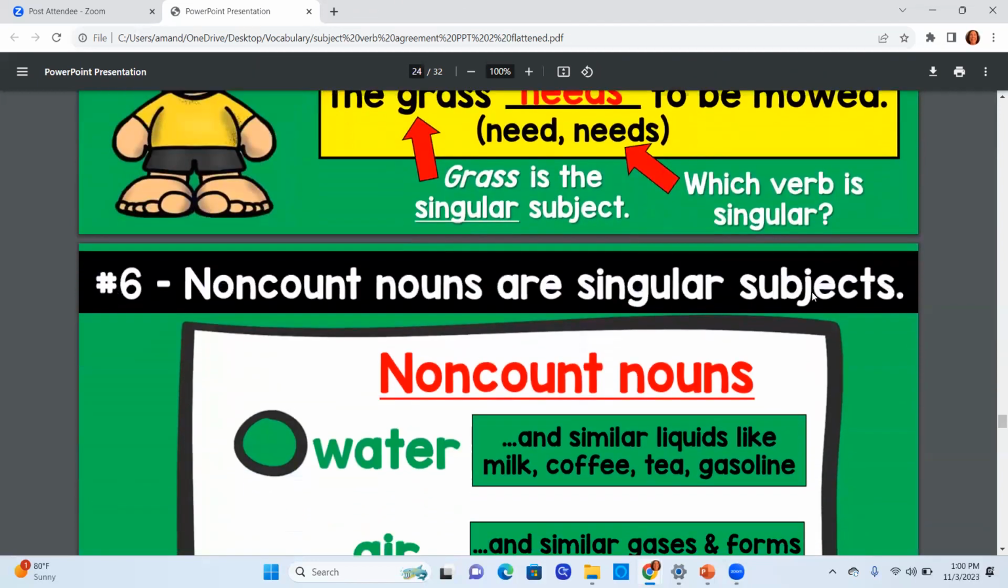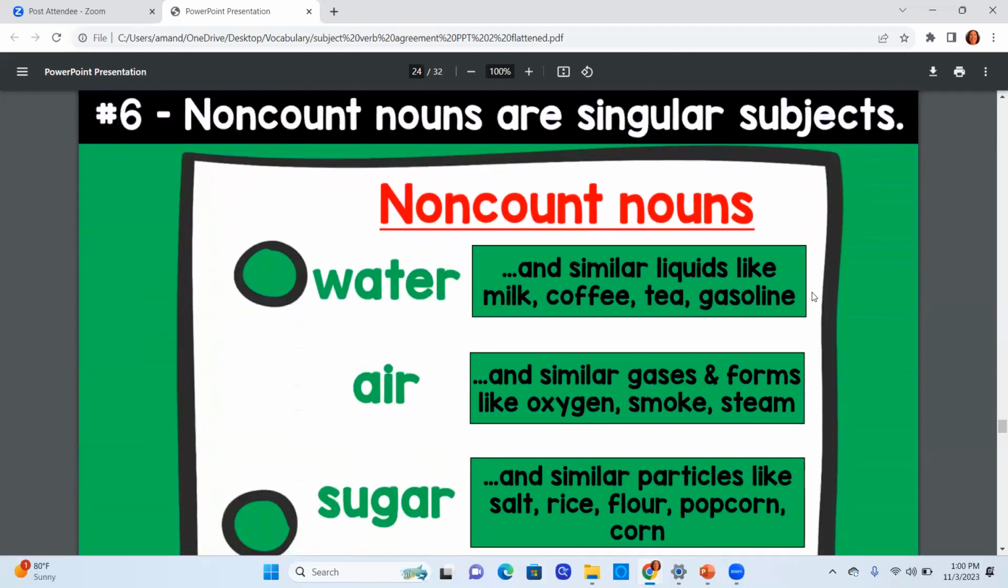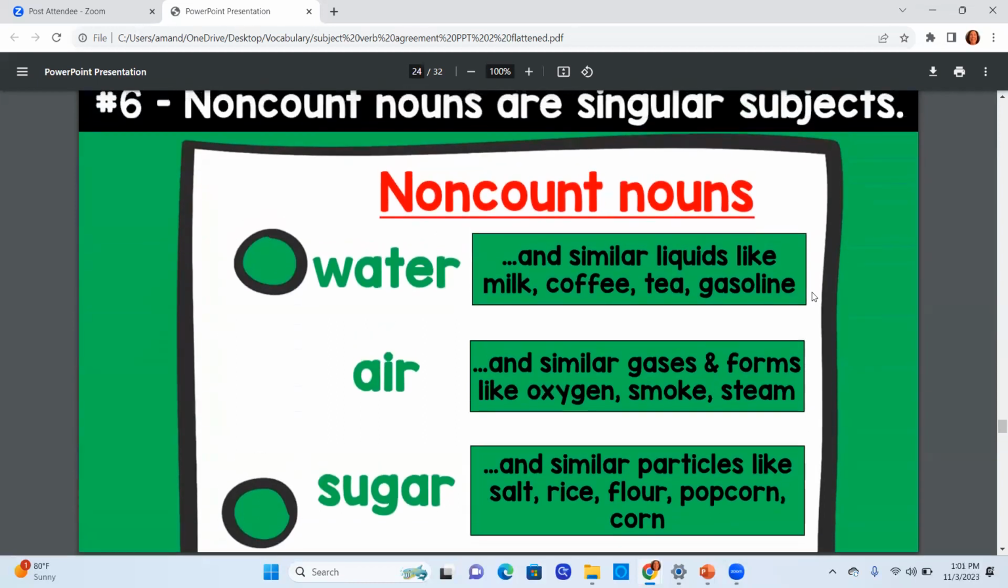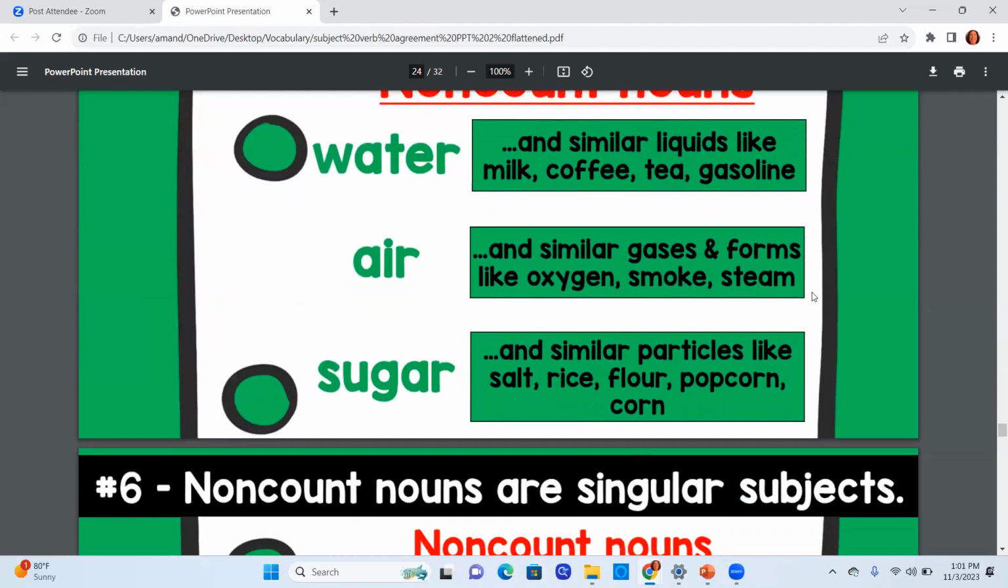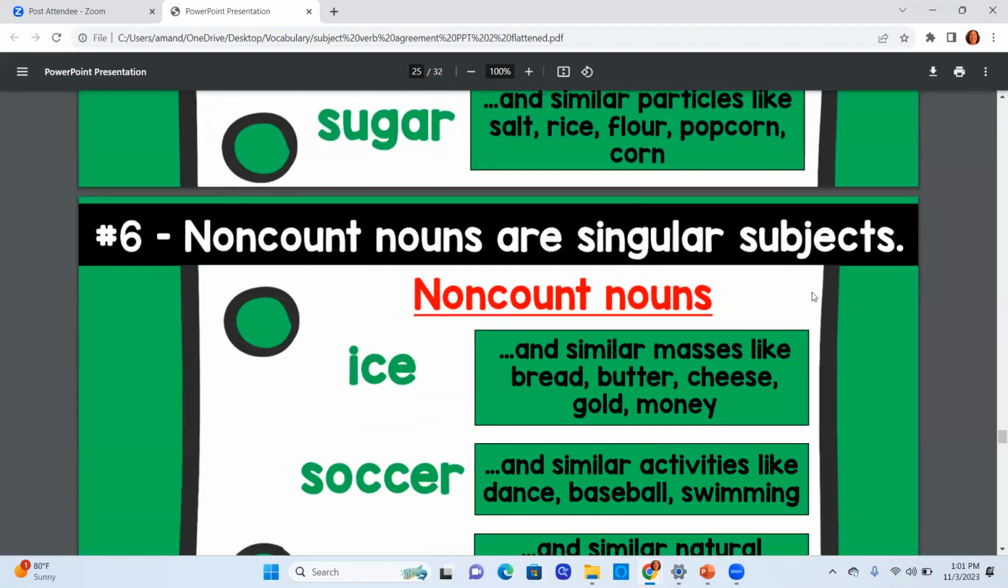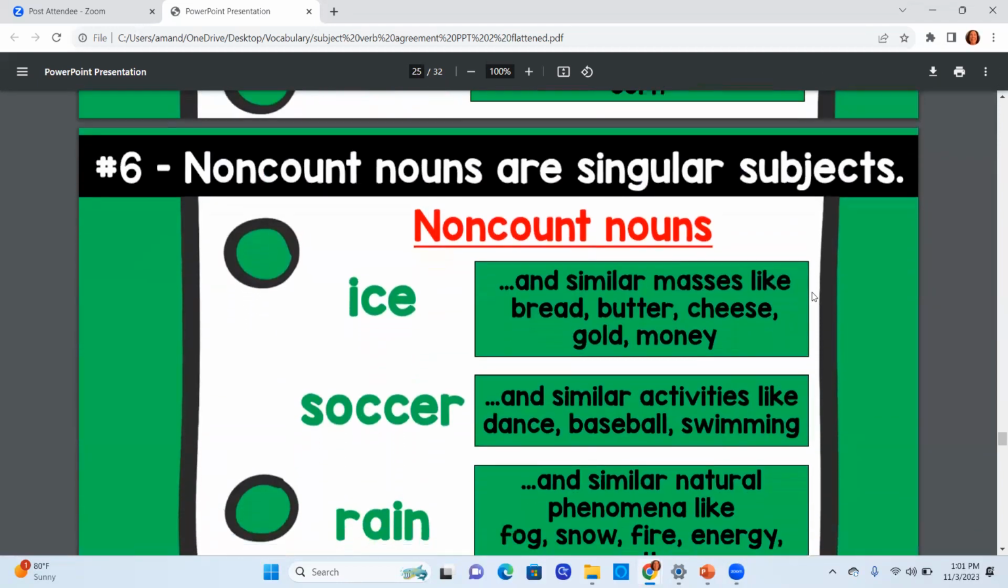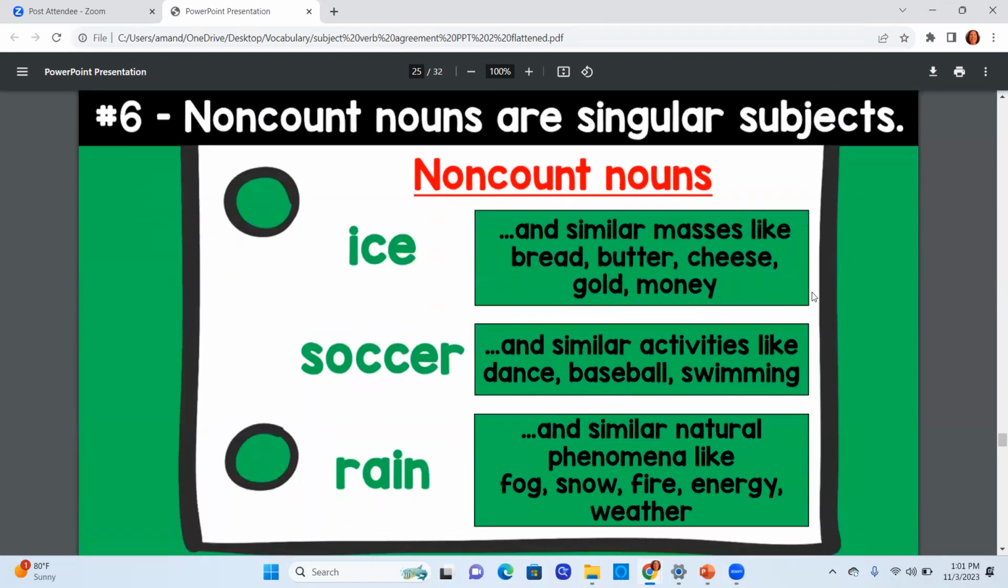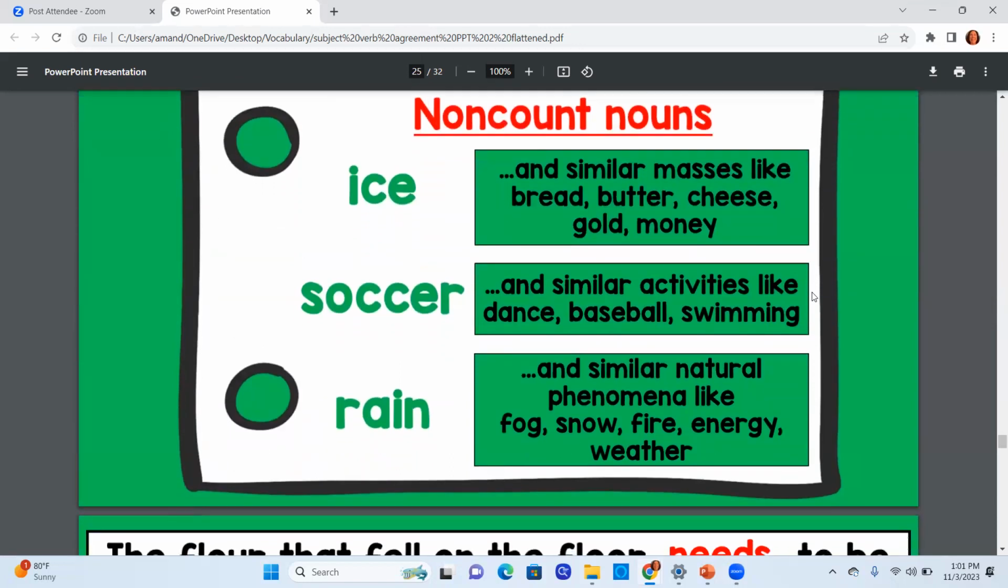Non-count nouns are singular subjects like water, milk, coffee, tea, gasoline, air, oxygen, smoke, sugar, salt, rice, flour, popcorn, and corn. Non-count nouns are singular subjects. So ice, bread, butter, cheese, gold, money, soccer, dance, baseball, rain, fog, snow, fire, energy, weather.